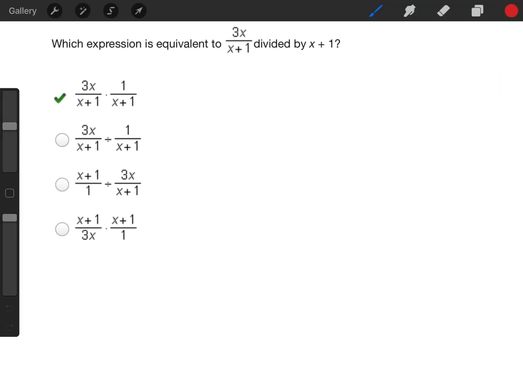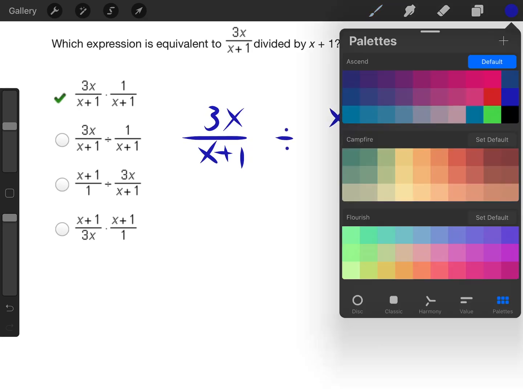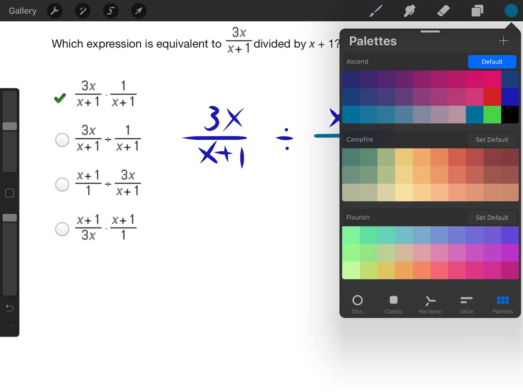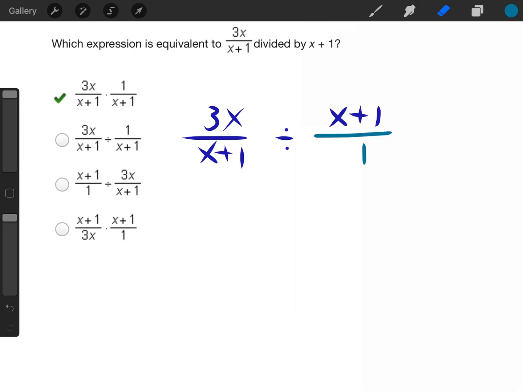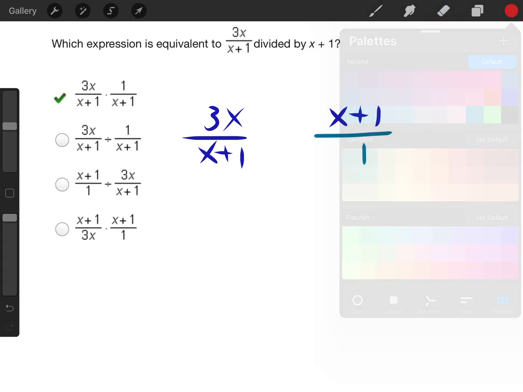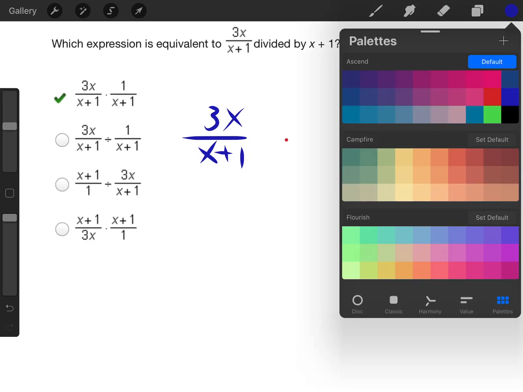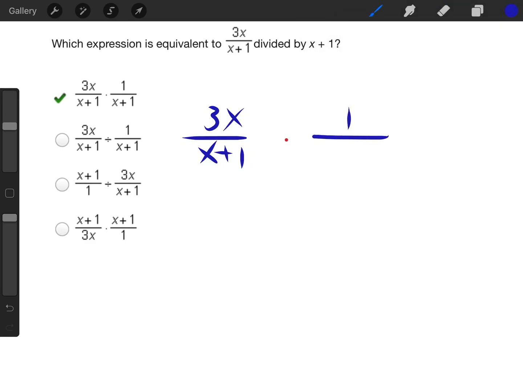Okay, so which expression is equivalent to that if you divide it by x plus 1? Here is 3x over x plus 1, and if you divide it by x plus 1, you can think of it as x plus 1 over 1. When you are multiplying, you have to change the division sign to multiplication sign. Then the fraction is going to flip, so it becomes 1 over x plus 1. So that's the answer.